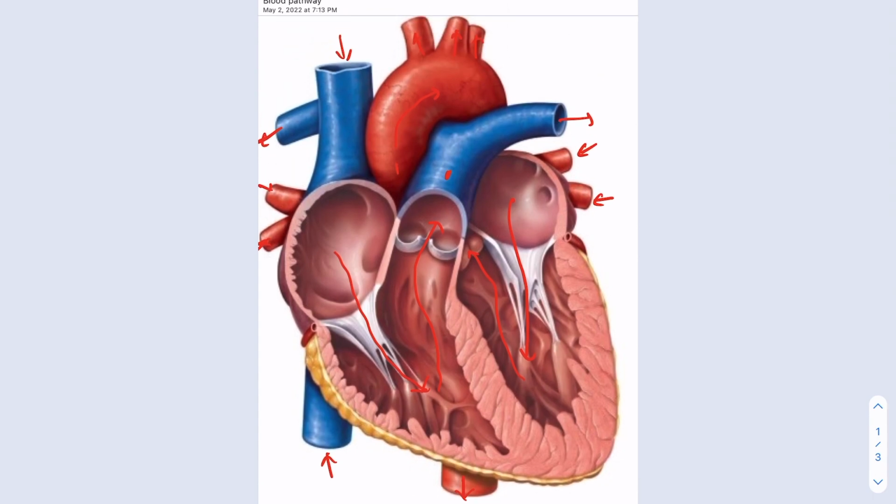Again, the right chamber is deoxygenated, carries blood to the lungs. The left chamber receives blood from the lungs and it's oxygenated, and then it gets provided to or gets carried to different parts of the body.